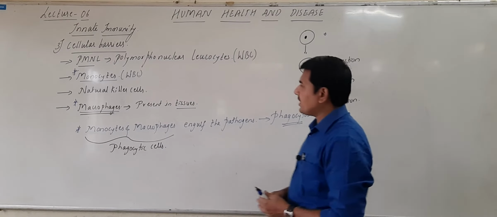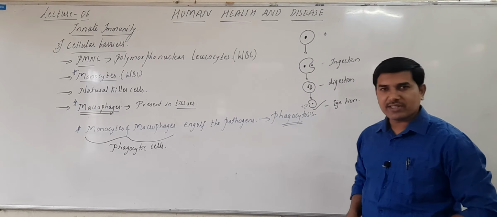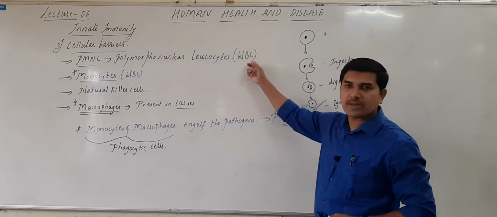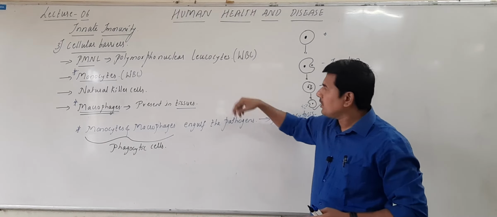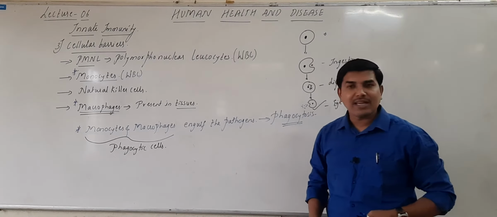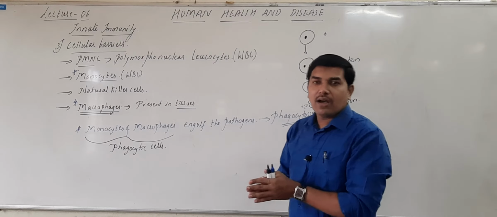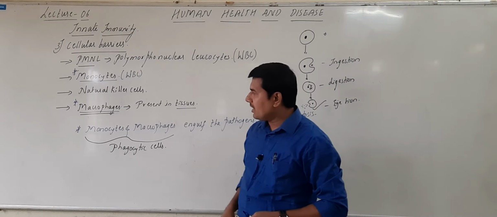And what are these phagocytic cells? Monocytes as well as macrophages, they are said to be phagocytic cells. PMN neutrophils, these are the WBCs that are involved in killing of the pathogens. Again they will secrete certain chemicals. That's why such a barrier we call cellular barriers, because the cells are directly involved in encountering the pathogens. Then natural killer cells.